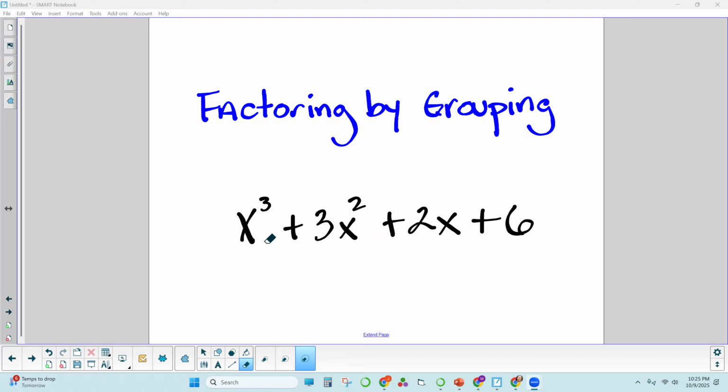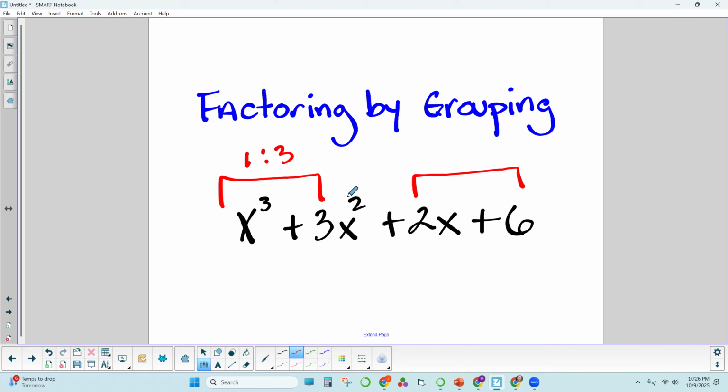And I want to make sure that it's in descending order by exponent, which we would call standard form, right? And there's a little trick that we can use to see if this is going to factor using this method. If you look at the two leading coefficients and then the following two, the ratio of the first two, which is 1 to 3, should be the same as the ratio of the last two, which is 2 to 6. If these ratios are equivalent, then this should work out fine. Okay, so you want to check that first.